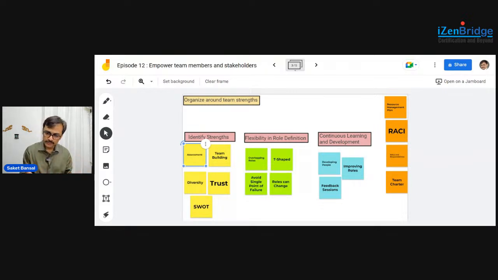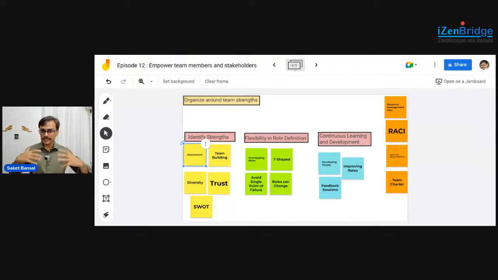It could be done informally also, by making people talk to each other, by making people share their experience and the things they have done in the past. That also helps us in understanding and creating awareness of each other's strength. We need to focus on diversity, so that while identifying strength, we want diversified strengths coming forward.